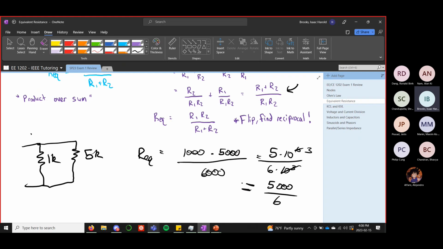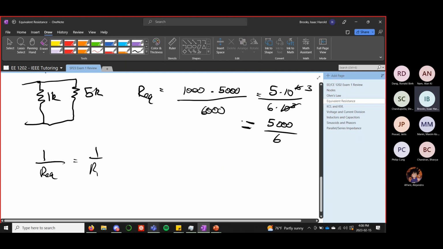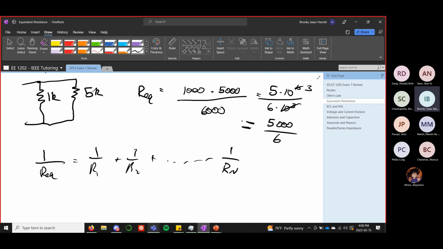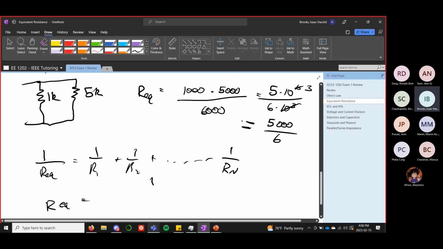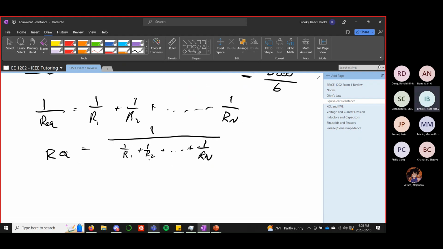That's not super important, but you can use this product over sum formula, or sometimes what I like to do on my calculator, especially if you have more than two resistors, is you know that 1 over REQ equals 1 over R1 plus 1 over R2 plus all the other ones, 1 over RN. So if you flip both of these, then you can get REQ equals 1 over 1 over R1, and so on. These are equivalent. And when you're using a calculator, sometimes it's nice to use this second form, because then you can just type it in, you'll get your answer. You don't have to remember to flip it at the end. So this is how I sometimes write things, and you'll see this later on. Just know that these are the same things. Here we're solving directly for the equivalent resistance, and there we're solving for the inverse of it. But all it is is flipping this entire thing.